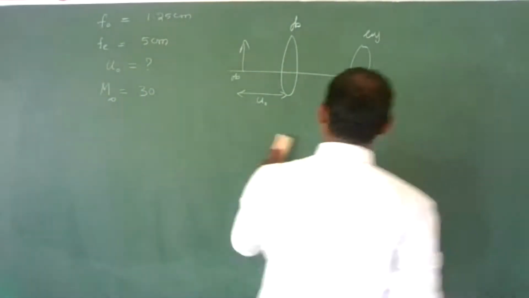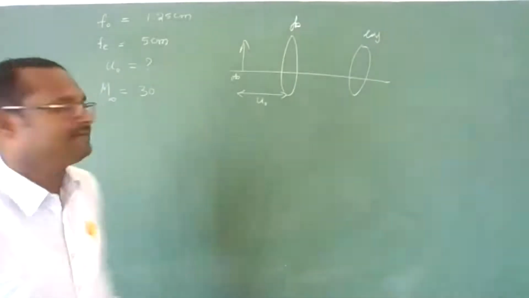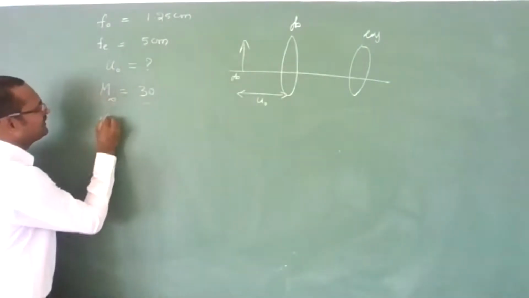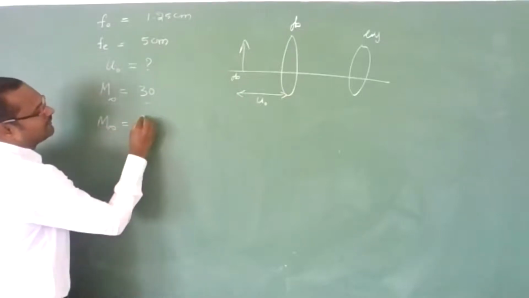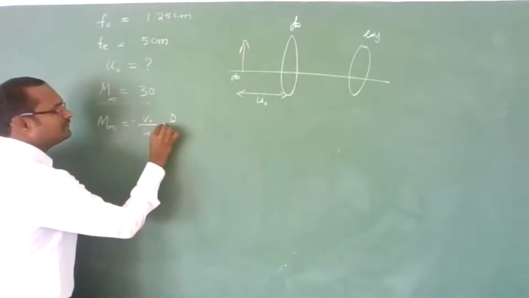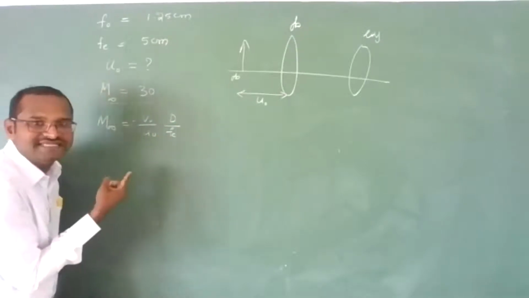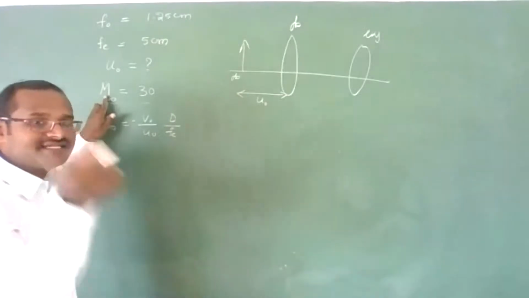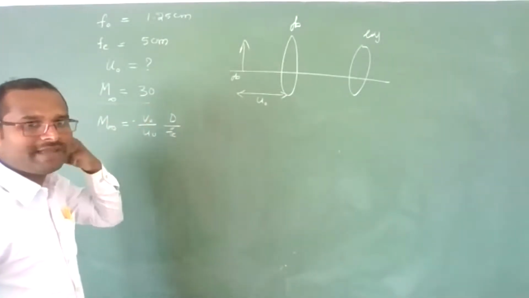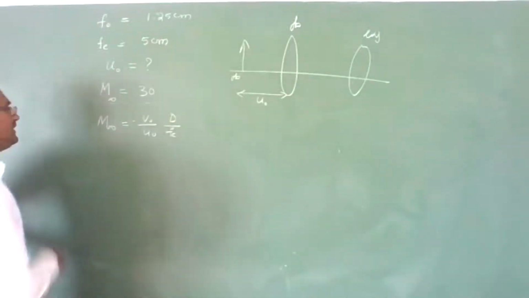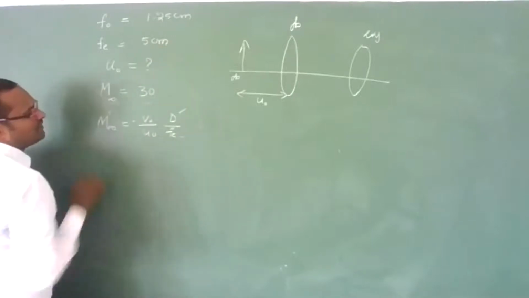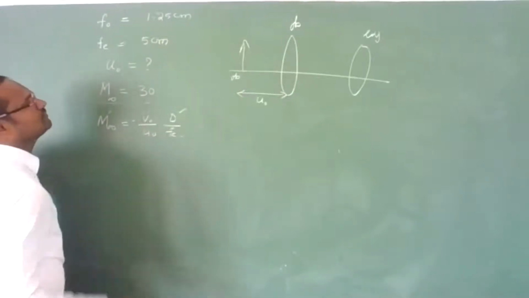So I'll keep this diagram as it is. First, I'll write what is M infinity. M infinity is nothing but negative V0 by U0 into D by fe. Correct? Yes, this is the formula. When the image forms at the least distance of distinct vision, it will become 1 plus D by fe. That's it. Okay? Everything is clear. D value is known, fe value is given, this value is given. These two values we find.